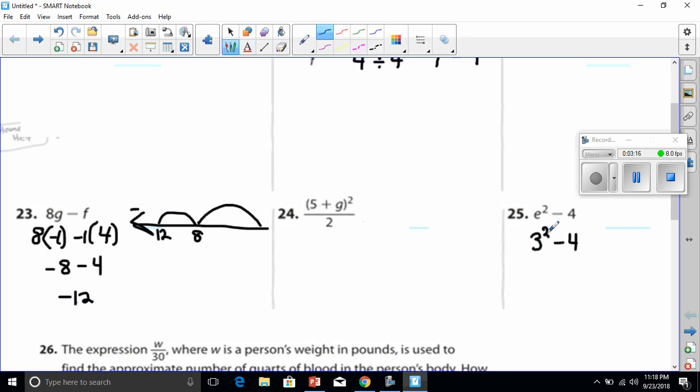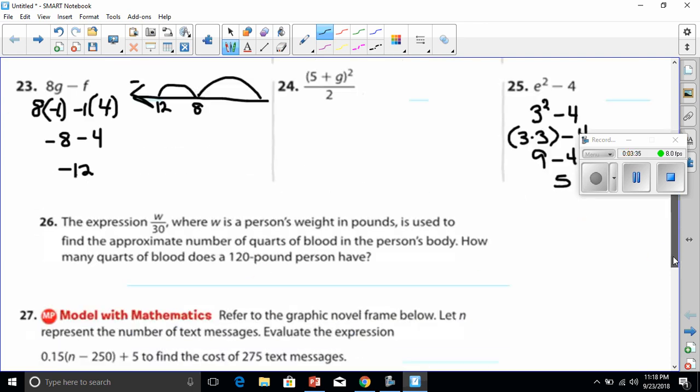3 to the second power is really 3 times 3. And we're going to subtract 4 from our answer. Well, 3 times 3 is 9. And 9 minus 4, well, that's 5. So my answer is 5. Let's go to number 27.